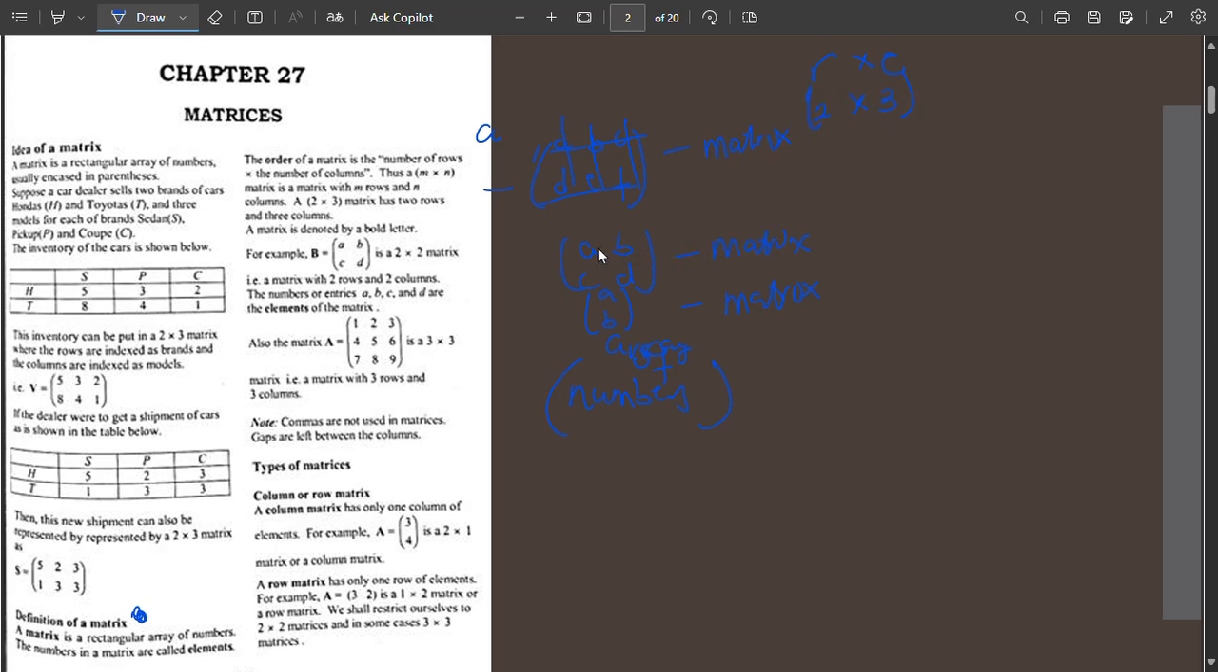Let's try this one too. We have 2 rows, 1, 2, so 2 by 2. A 2 by 2 matrix. Perfect. This one is a 2 by 1 matrix. Perfect. In the book, they give examples here.